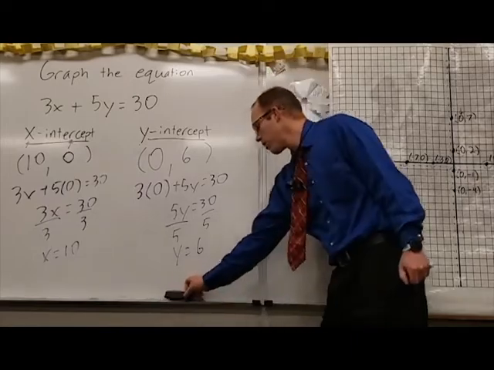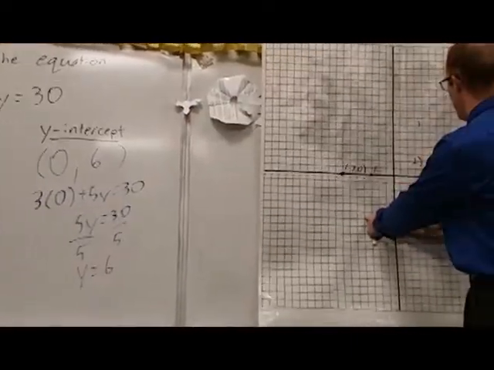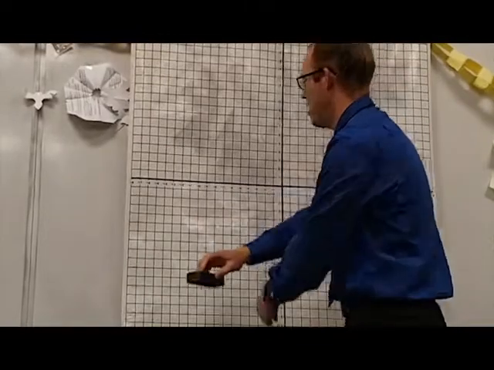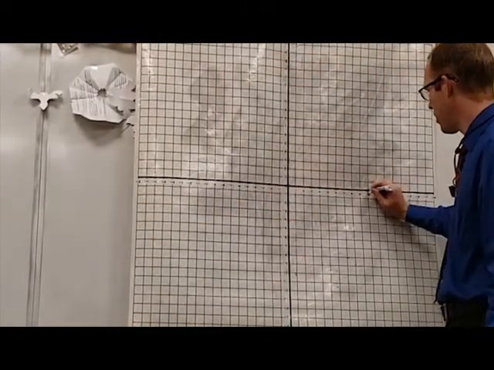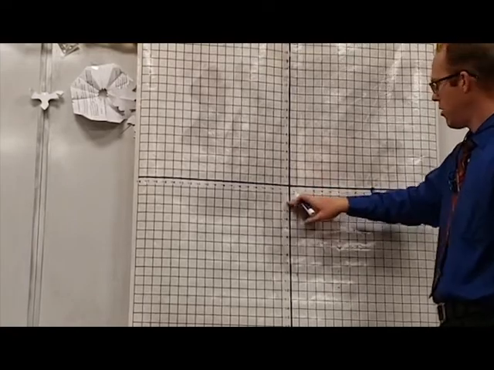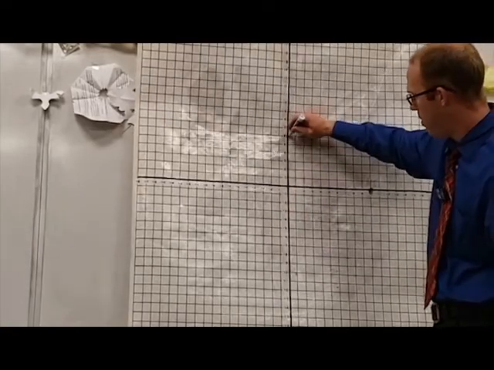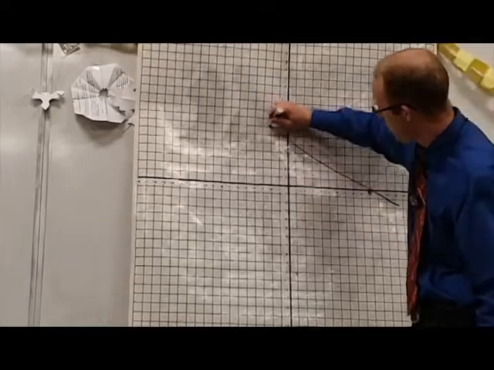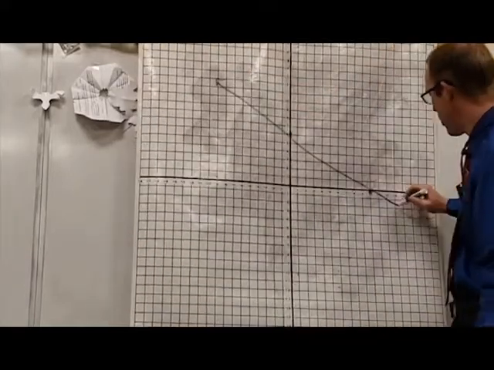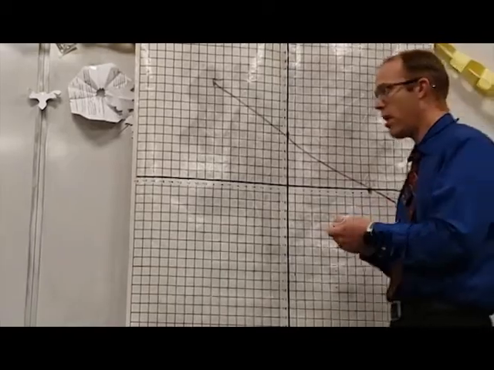So let's take a look at our graph over here. I'm going to erase these points. I don't need them anymore. So our first point was our x-intercept, which was at 10, 0. That's over here. Our y-intercept was at 0, 6. We have a straight line, so we connect those 2 points with a straight line, and we are done with our graph. So let's review our strategy really quickly.